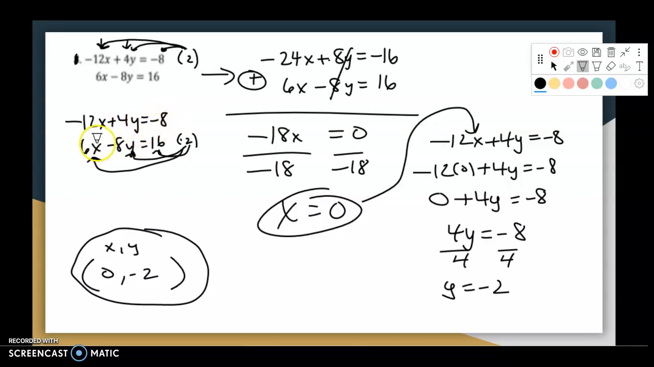So it doesn't matter which variable you eliminate first, just that when you add the two equations together, you get 0 for one of the variables. That's what's most important. Okay? That is your next set of problems.